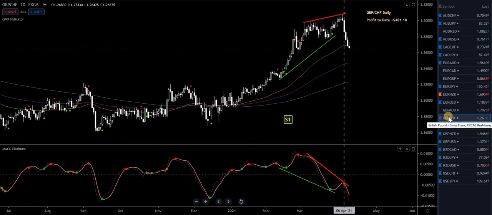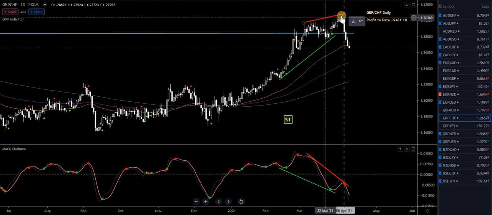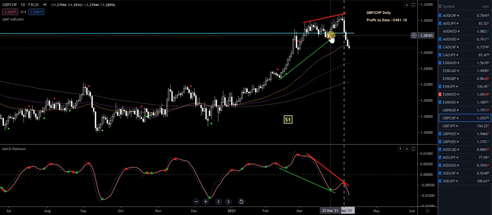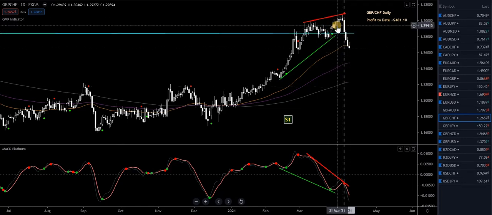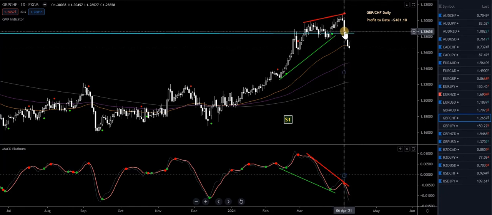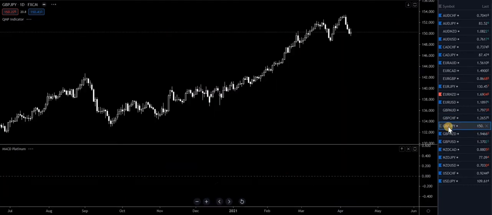Pound Swiss, no trades on. Again, there was a sell signal there, but it was right on this big support resistance level, and the MACD Platinum was already through the zero level. There was regular bearish divergence, but it just didn't really look that good or set up. In hindsight, the entry would have been just above the blue line and would have gone on nicely. So yeah, sometimes it happens. You don't take the trade and it goes.